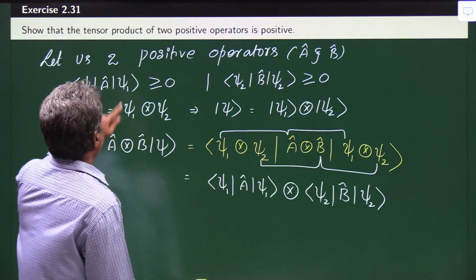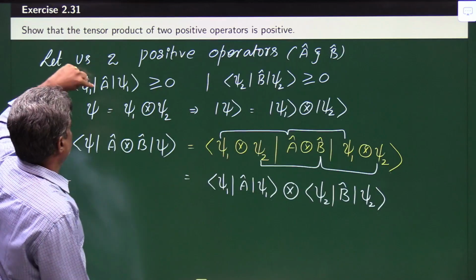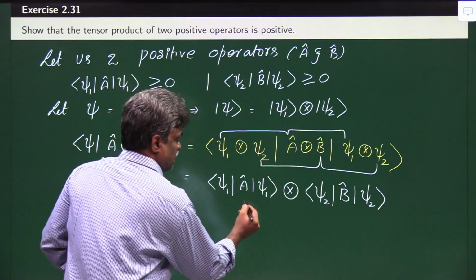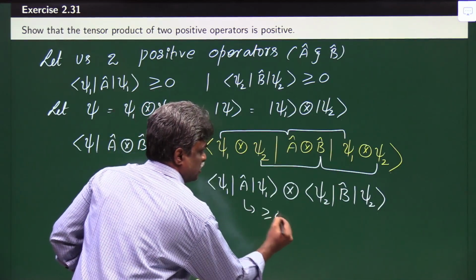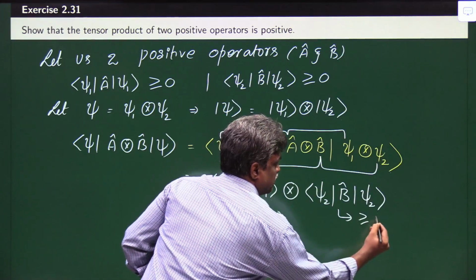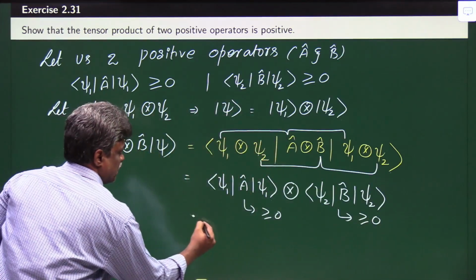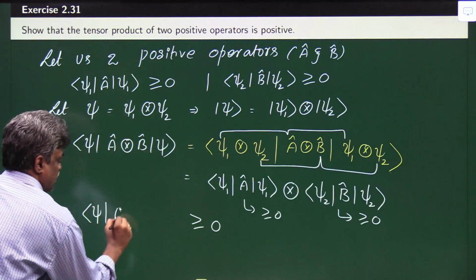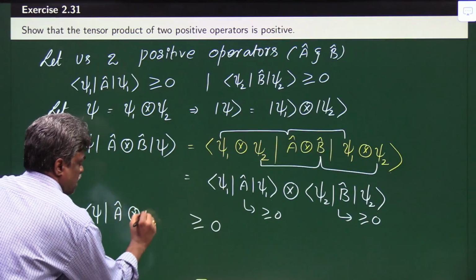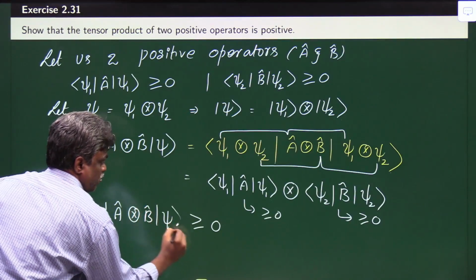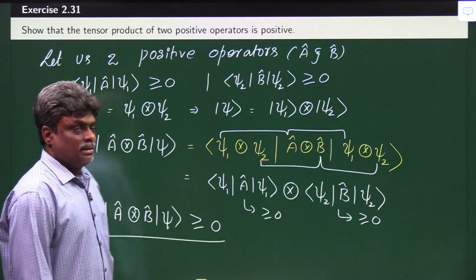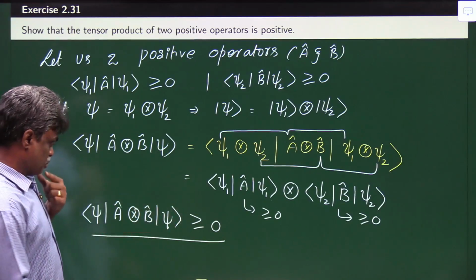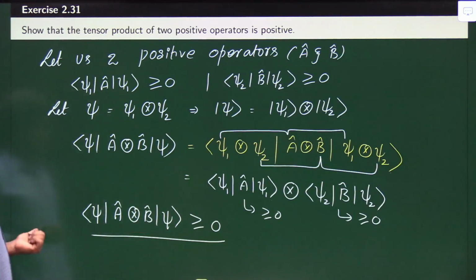Now we have already defined these two positive operators whose expectation value is positive, and this is also positive. So since this is greater than or equal to 0 and this is also greater than or equal to 0, we can conclude that this must be greater than or equal to 0. What is that? ⟨ψ|A tensor B|ψ⟩. So we can say that the tensor product of two positive operators is also positive.